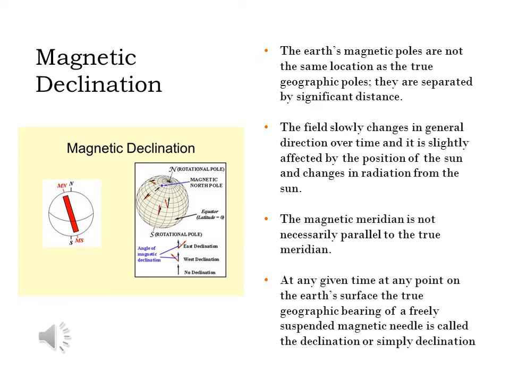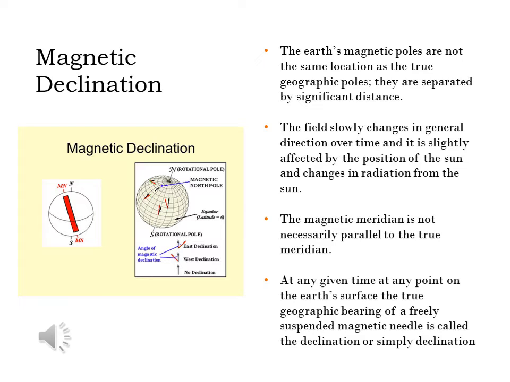Magnetic declination. The Earth's magnetic poles are not the same location as the true geographic poles. They are separated by a significant distance. The field slowly changes in general direction over time, and it is slightly affected by the position of the sun and changes in radiation from the sun. The magnetic meridian is not necessarily parallel to the true meridian.